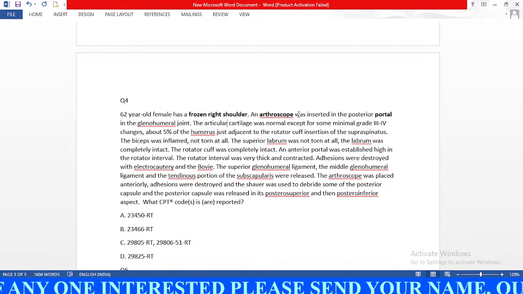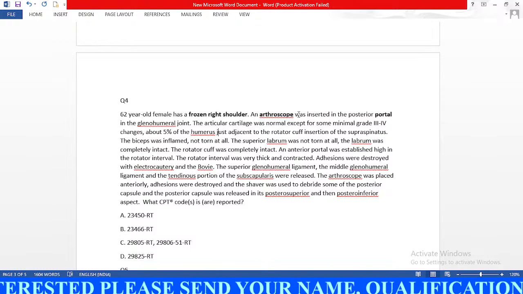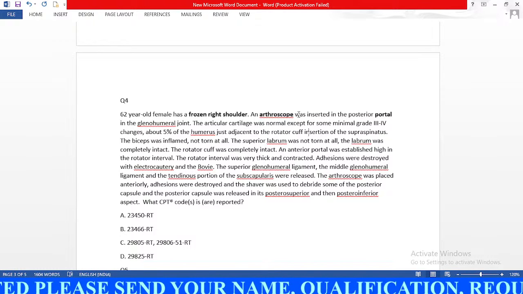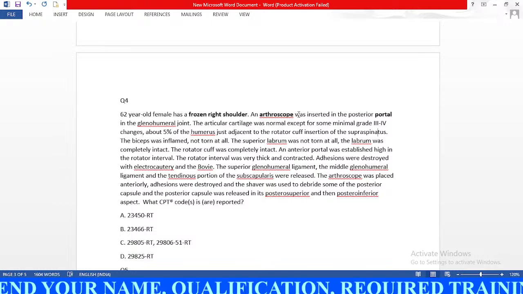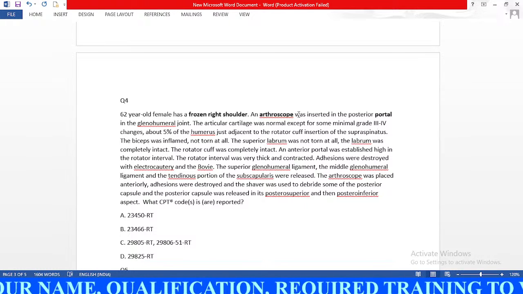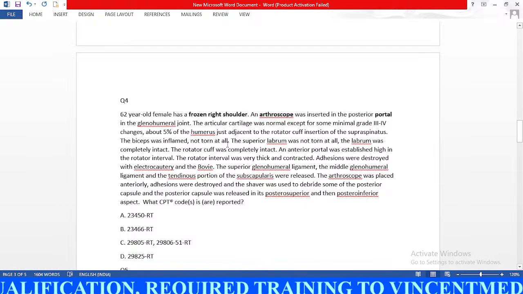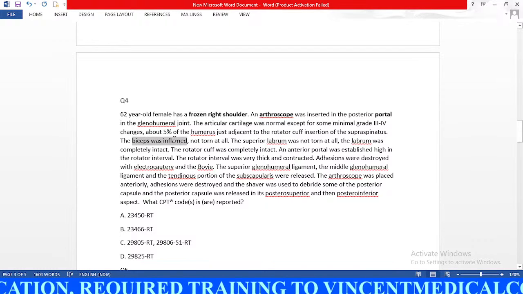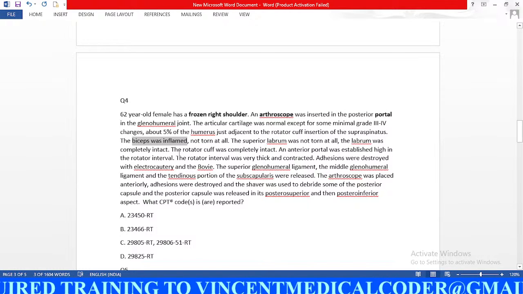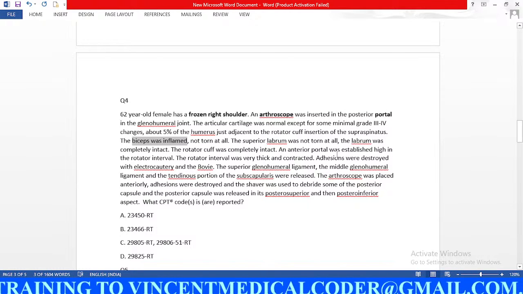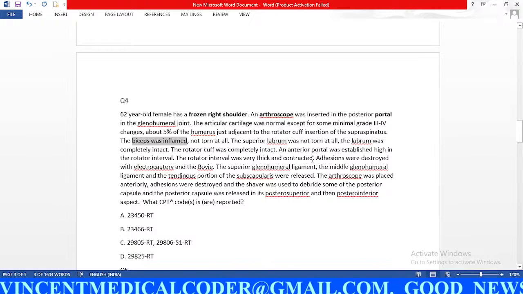The articular cartilage was normal except for some minimal grade 3 to 4 changes, about 5% of the humerus, just adjacent to the rotator cuff insertion of the supraspinatus. These are the muscles which help the shoulder to provide strength. The biceps was inflamed, not torn at all. The superior labrum was not torn at all. The labrum was completely intact. The rotator cuff was completely intact and an anterior portal was established high in the rotator interval. The rotator interval was very thick and contracted.